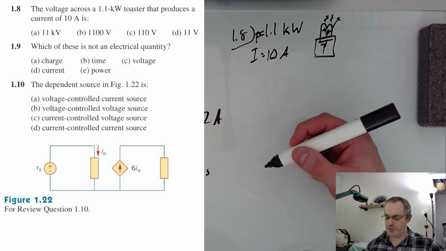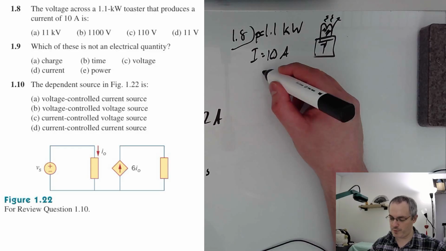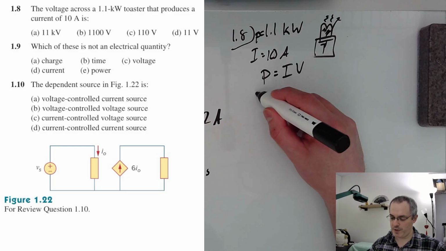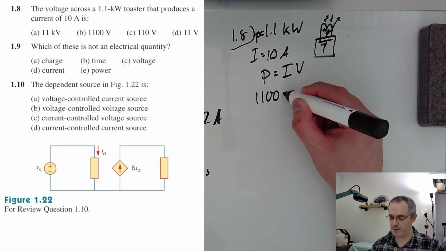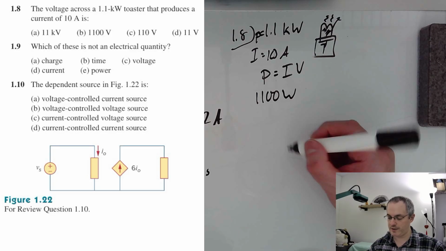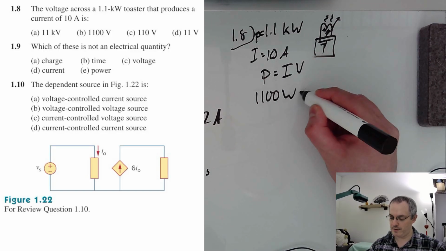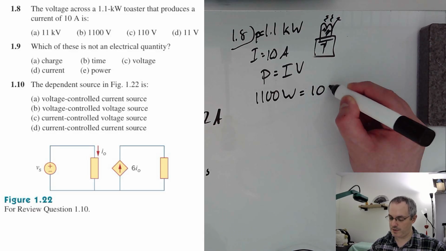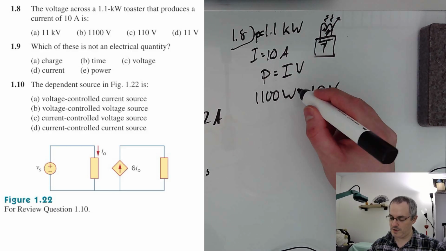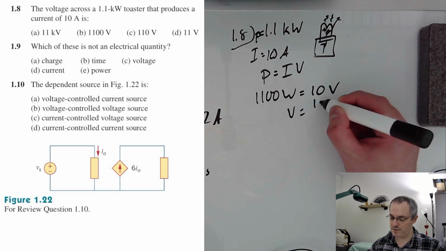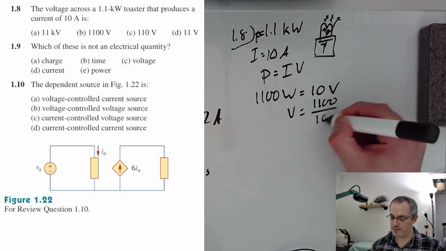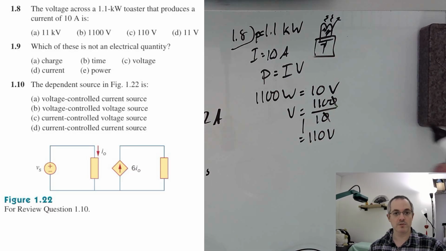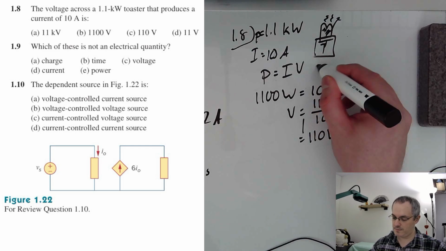What is the voltage? Well, power equals current times voltage. So that would be 1100 watts. Make sure you do that conversion correctly. 1100 equals the 10 amps times volts. So volts equals 1100 divided by 10. Cancel out the zeros, 110 volts. So that is C.